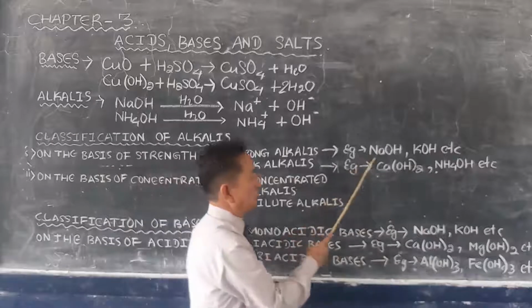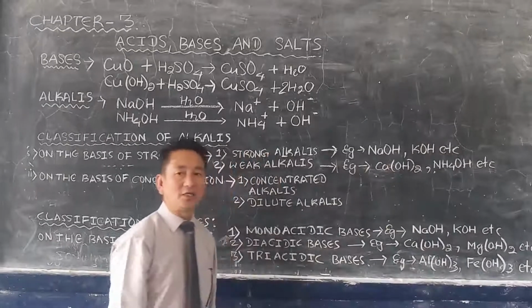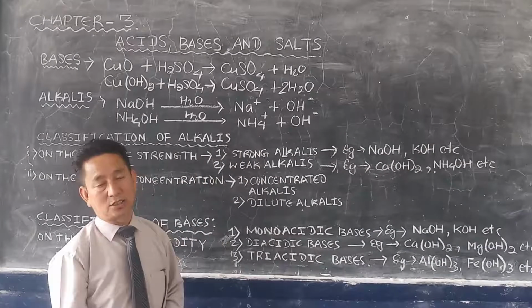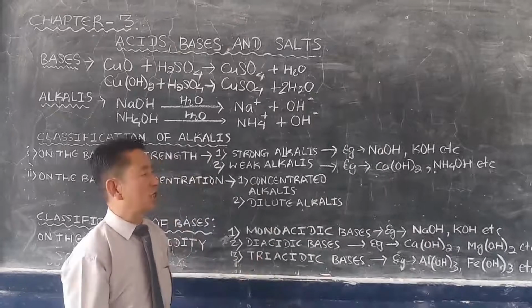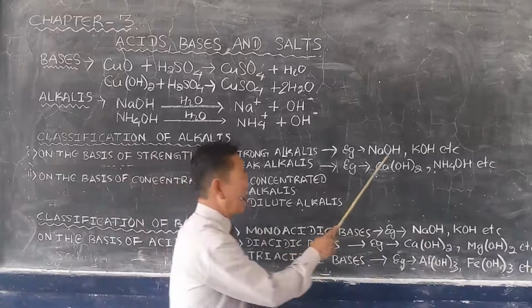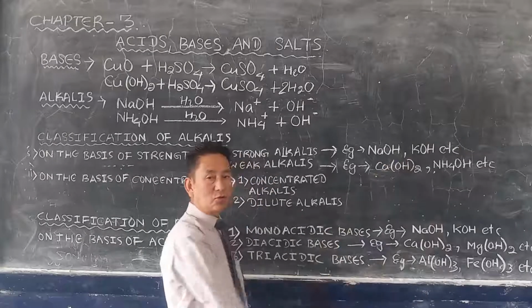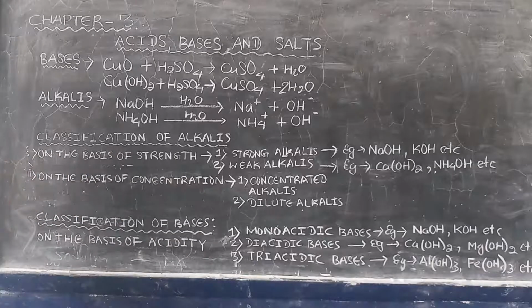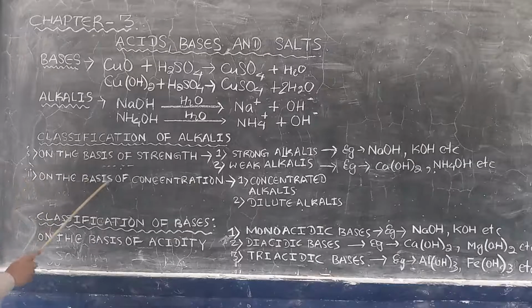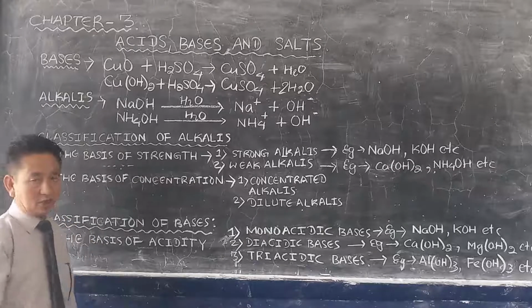As you can see here, calcium hydroxide, ammonium hydroxide, magnesium hydroxide, these are weak alkalis. Whereas sodium hydroxide, potassium hydroxide, these are strong alkalis. When they dissolve in water, they completely dissociate, thereby producing a high concentration of hydroxyl ion as the only negatively charged ions.